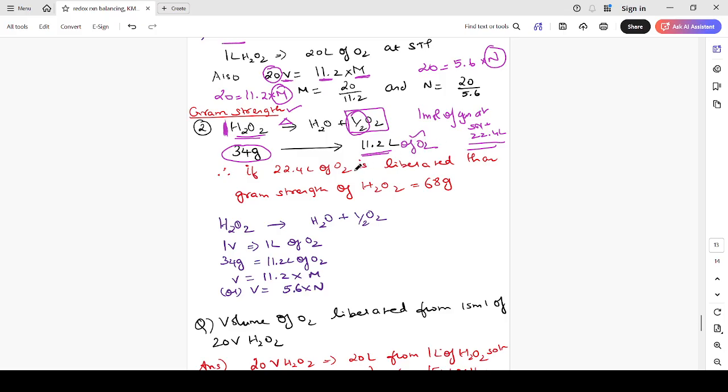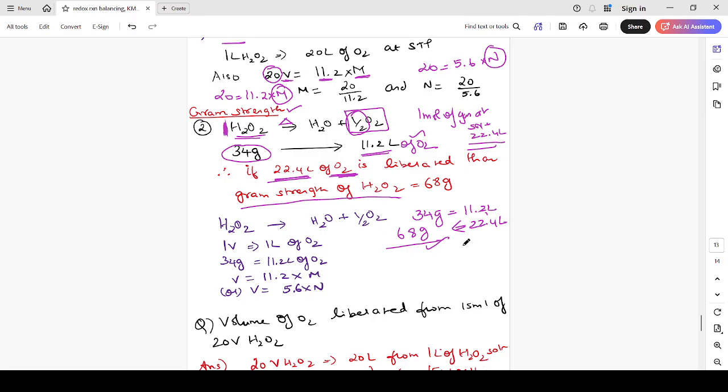If the questioner is telling you, if 22.4 liters of oxygen is liberated, then what is the gram strength? Just the double of it? Yes, ma'am. 34 grams is giving me 11.2 liter. If 22.4 liter is generated, then how much gram is that? 68 gram is that. Understood? Yes, ma'am. In case I want to give the volume strength for this, what do I understand here?